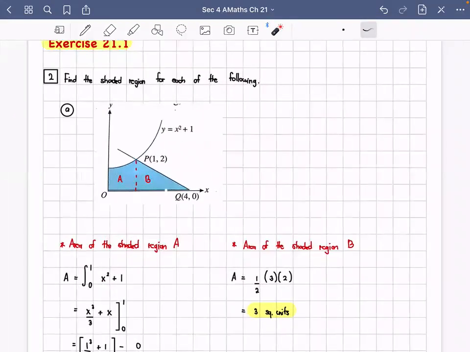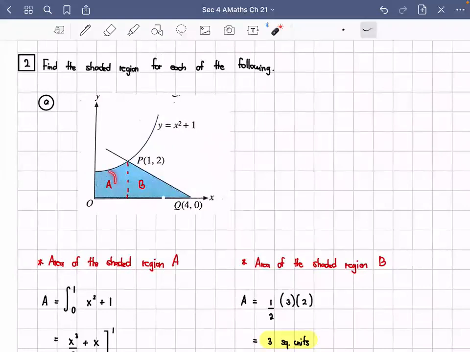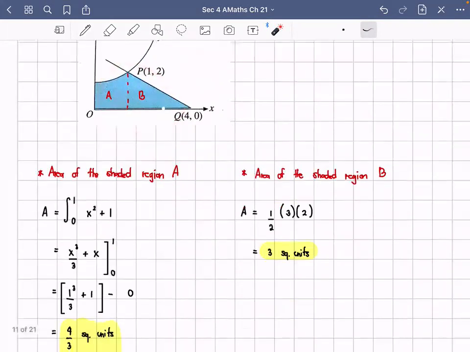So for number 2, letter A, how do we answer this? Basically, you need to subdivide this shaded region. What I did here is that I have region A and region B. Now, region A is below the curve right here, and it's bounded by 1, because here is 1. And then later for region B, this shape, right? So how do we get the area of the shaded region for number 2A?